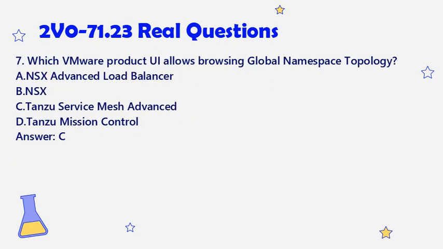7. Which VMware product UI allows browsing global namespace topology? A. NSX Advanced Load Balancer, B. NSX, C. Tanzu Service Mesh Advanced, D. Tanzu Mission Control. Answer: C.